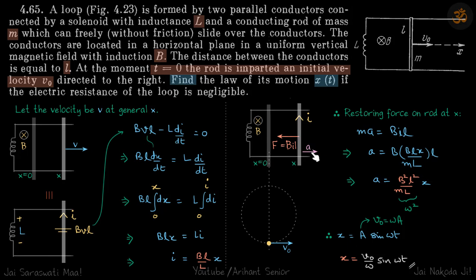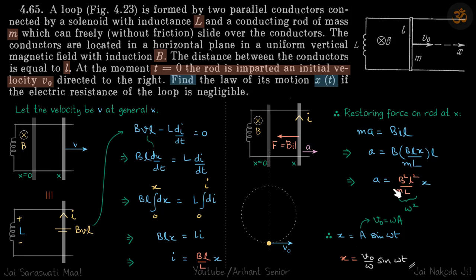So let's say acceleration is A towards right. So restoring force on rod MA is equal to BIL. So I'm saying restoring force, so I'm not writing any signs here. Both sides, let's say, are positive. So A is, so we put the value of I here and we get acceleration to be proportional to x. Proportionality constant is omega square.